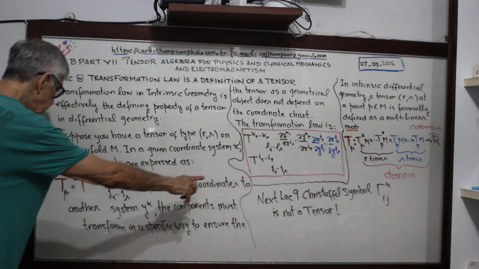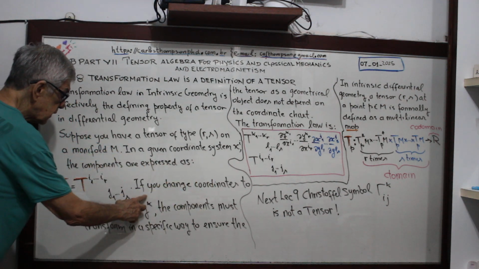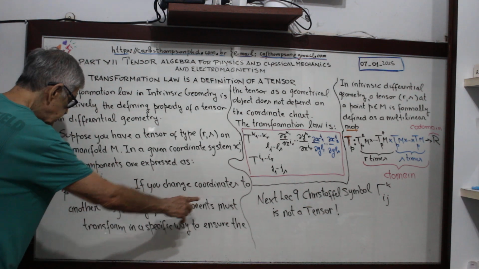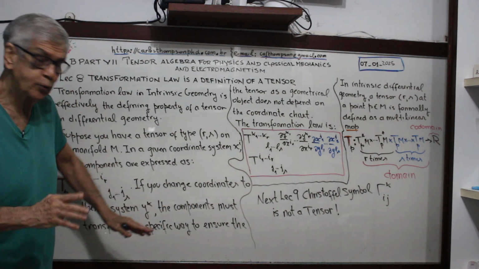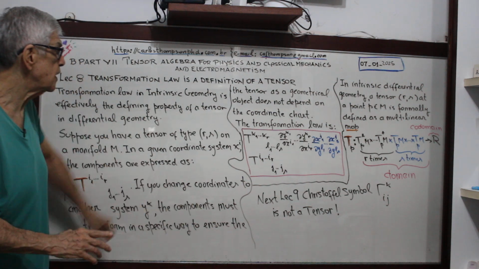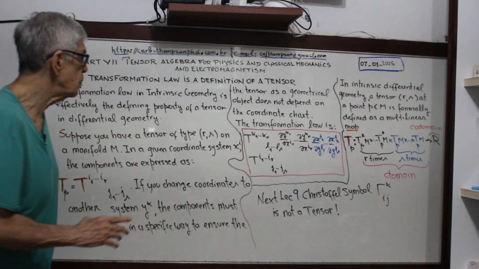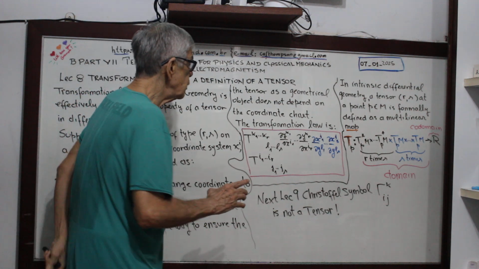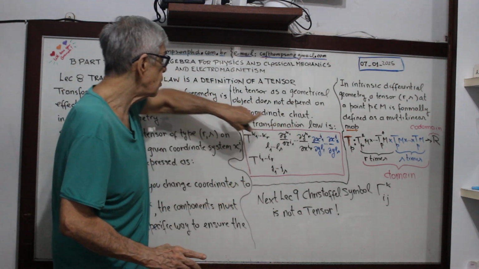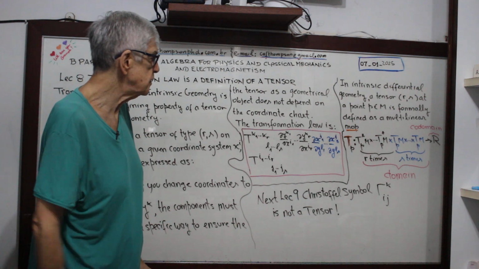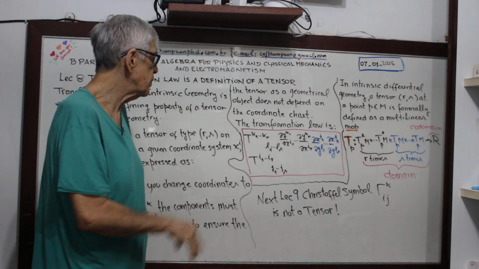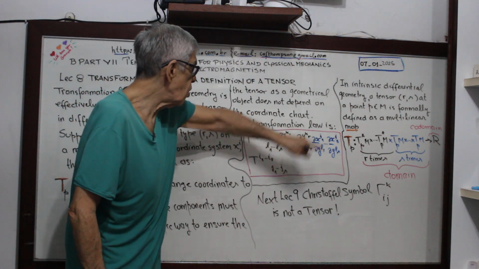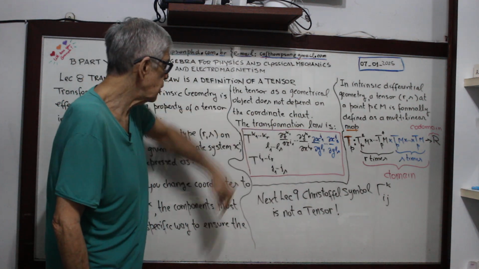If you change coordinates to another system, y^k, the components must transform in a specific way to ensure that the tensor is also a geometric object which does not depend on the coordinate chart. See, that's the definition of a tensor. Tensor is a map. The transformation law is like this one over here.